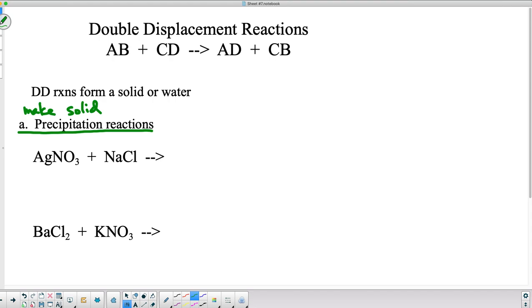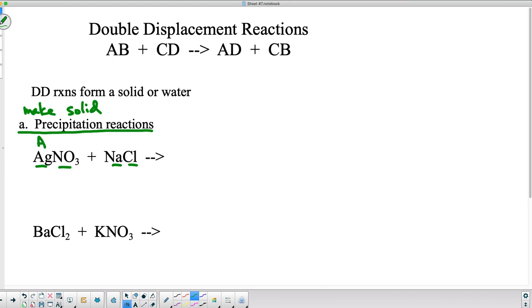Okay, so how do we know if we're making a solid? Well, take a look at these four pieces of the compounds. If we rearrange them and fit them on the other side and we come up with a combination that ends up producing a solid, then we have a reaction that works. Now I'm going to show you how to find out if we produce a solid. But first we're going to rearrange the reactants to make them look like products.